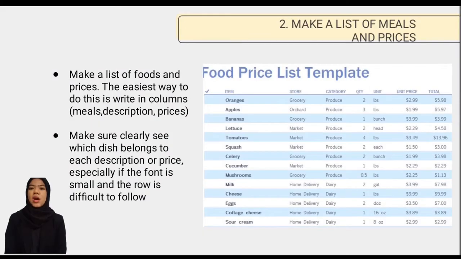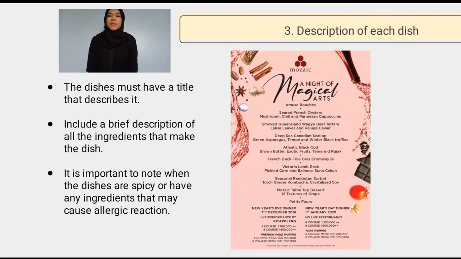Second, make a list of meals and prices. Make sure it is clearly visible which dish belongs to each description or price. For example, one portion of fried rice, and how much meat and what price is needed to prepare the menu. Third, the dish must have a title that describes the ingredients. For example, the name of the dish is chicken pot pie. The main ingredients are roast chicken, baby carrots, and spring fish topped with cheese.